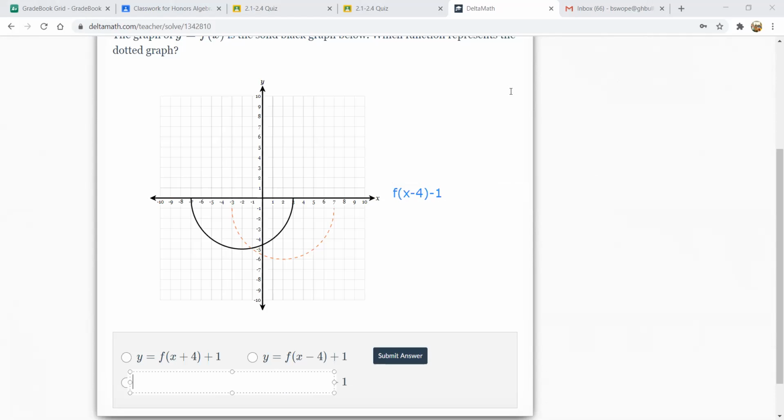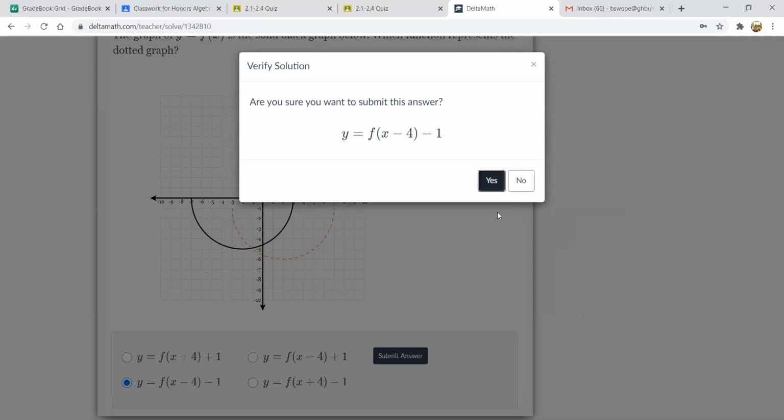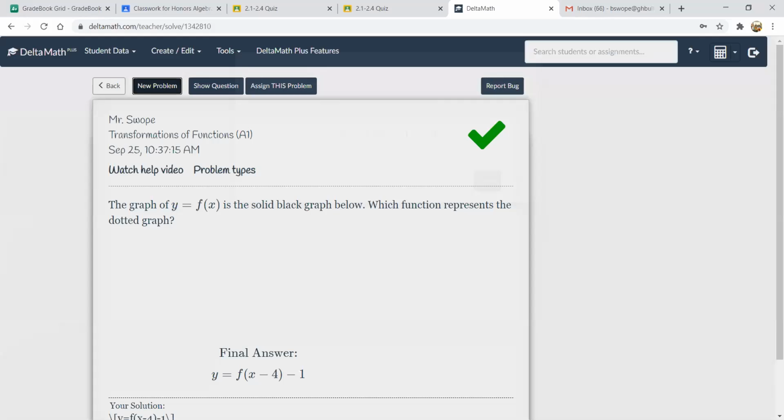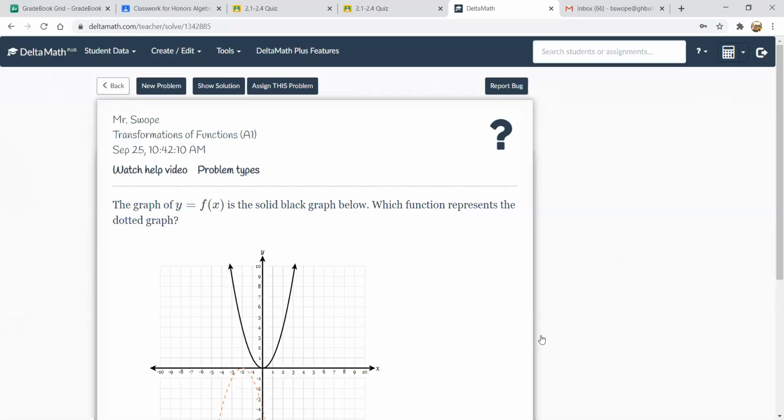Oh, I'm still making a text box. I've got to click out of this. Okay, so that's our first example. I'll pause the next section.